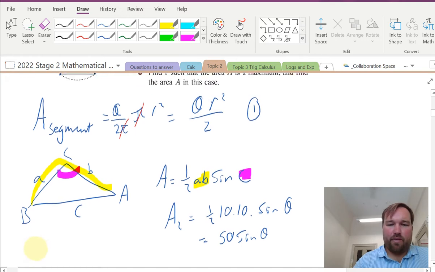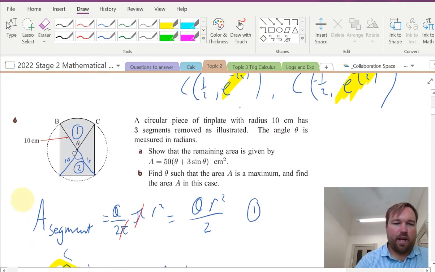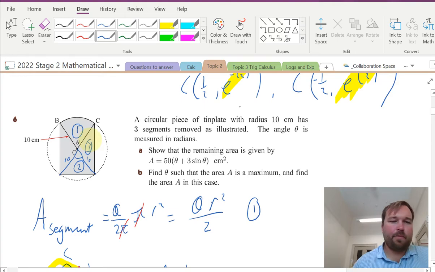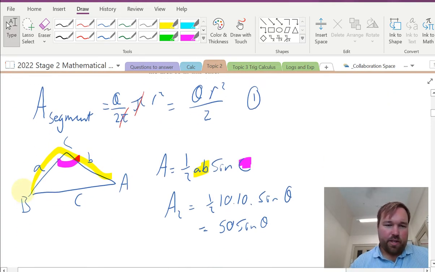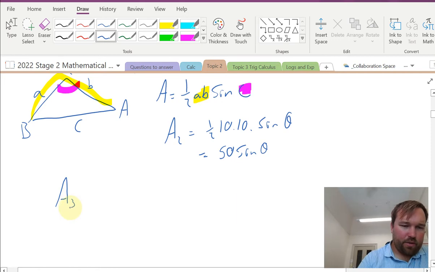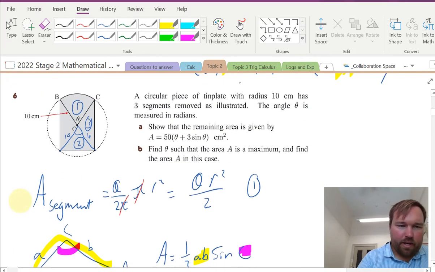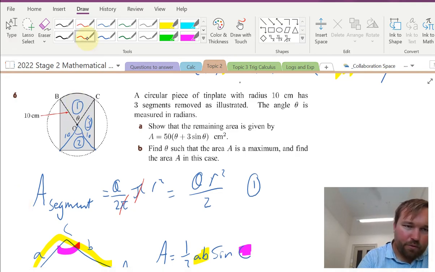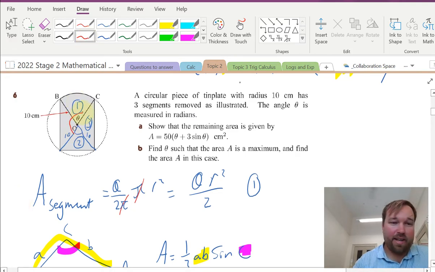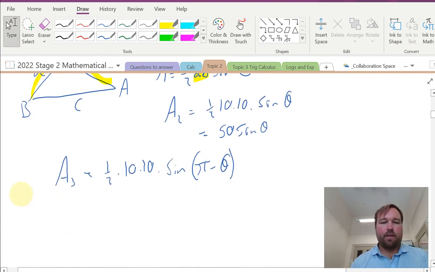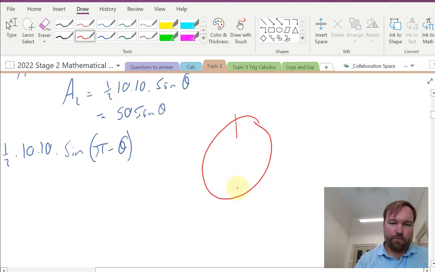Alright, so we have area for number 1, area for number 2, and then 3 is a bit of a repeat. Using the same logic as area 2, I can say area 3 is a half times 10 times 10 times sine of pi take theta. Now, pi take theta is from this entire thing being pi, taking the theta off. Remembering 180 degrees is pi, taking theta off, we have pi take theta. Then, unit circle.